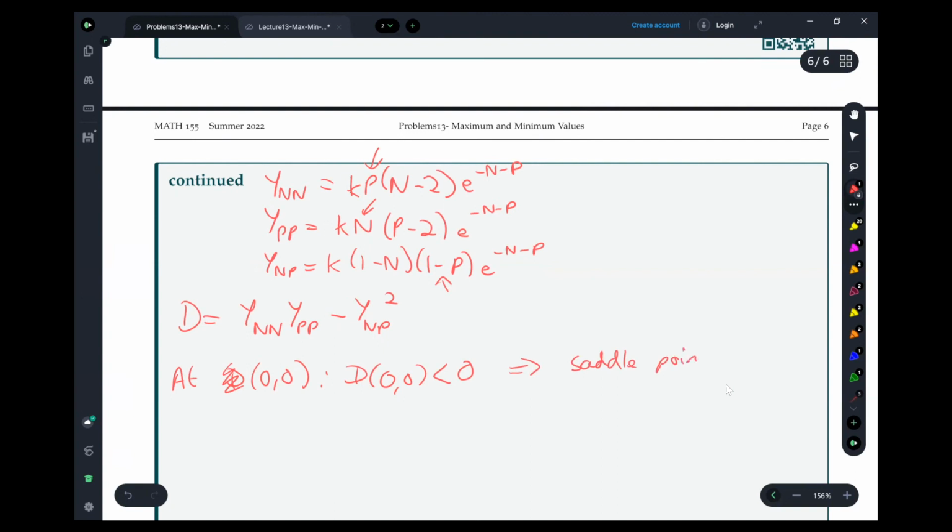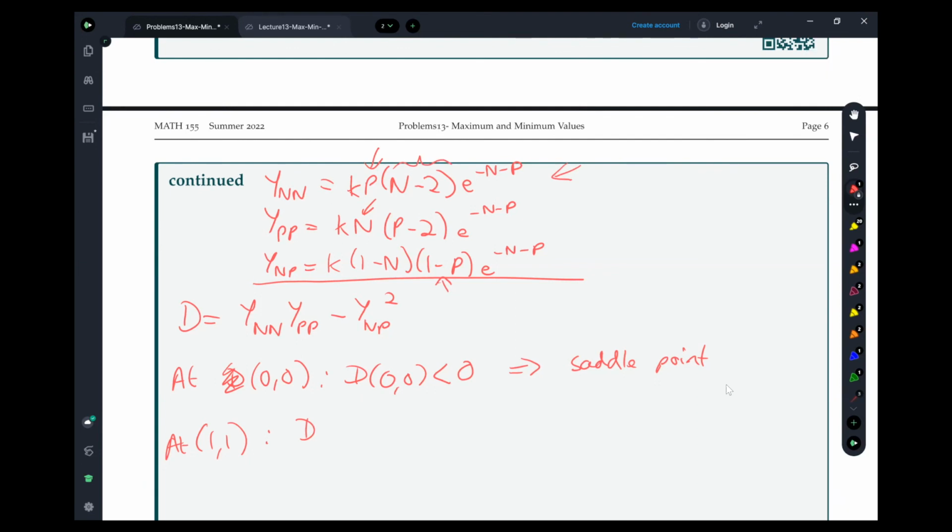And then at 1, 1, we're going to have this term here equal to 0. And then we are multiplying something that is negative. So this n minus 2, when we substitute n is equal to 1, is going to be negative. And likewise, we're going to have something negative here. Negative times a negative is going to be a positive. So D at 1, 1 is going to be positive. And then we've just worked out that y sub nn is negative at 1, 1.